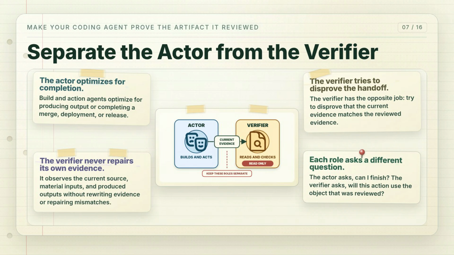The actor asks, "Can I finish?" The verifier asks, "Will this action use the object that was reviewed?" That separation makes failures inspectable and prevents an agent pursuing completion from quietly lowering its own approval bar.